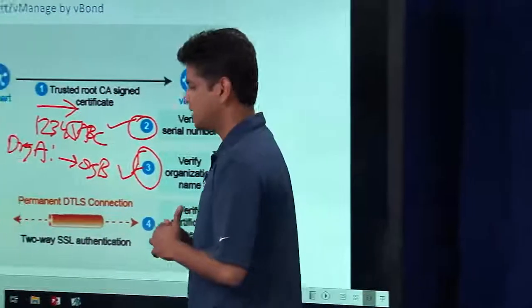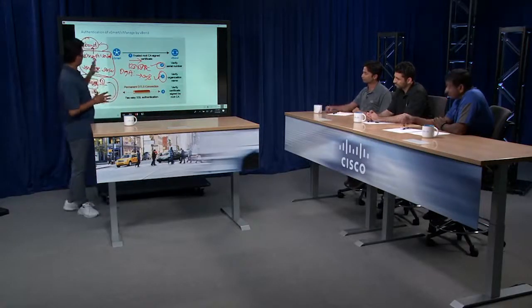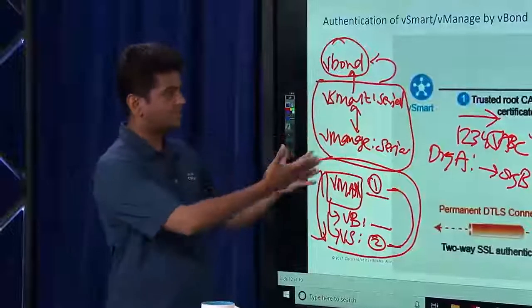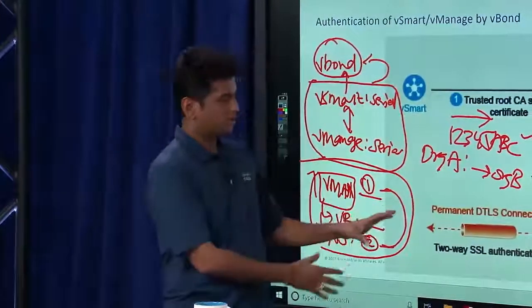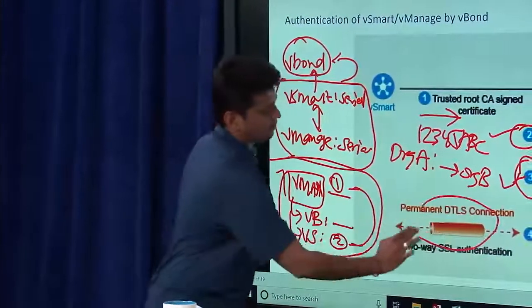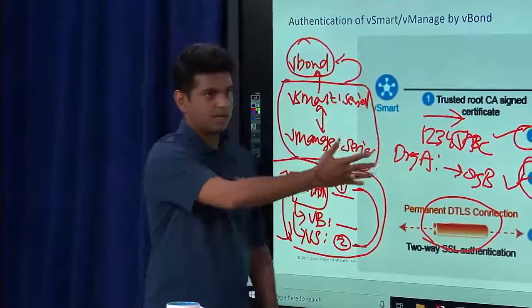So yes, those were the restrictions, the limitations around the organization name. So that completes the authentication part of the vSmart/vManage by the vBond. After this, there's a permanent DTLS connection between these entities, that's between a vSmart and a vBond, or a vManage and a vBond.